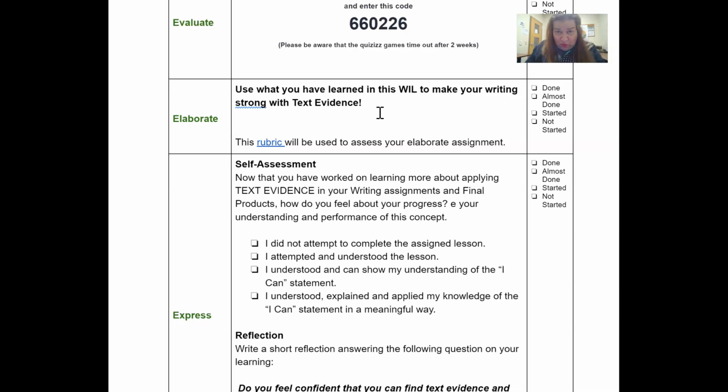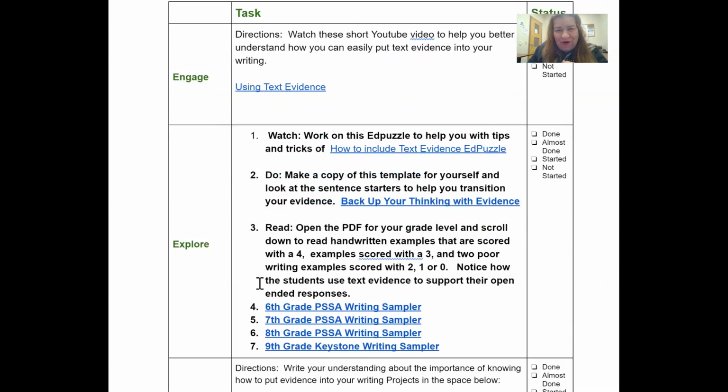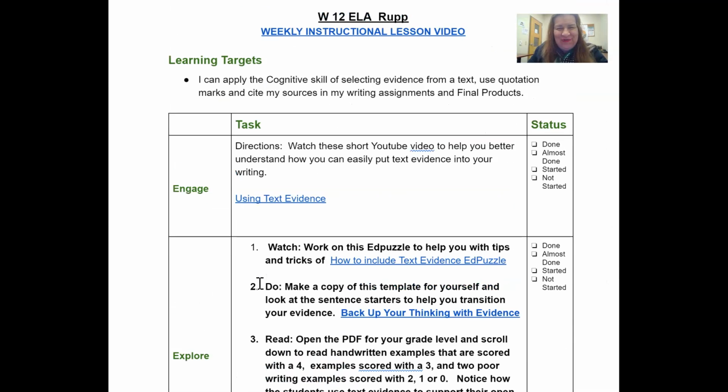It's called grit, guys. Grit. You need to grit your teeth and just do it again, and you can get a better score. All right, and the last thing I want you to do is write a reflection. Do you feel confident now that you can find text evidence and use it to support your writing? Why? Why not? Make sure you fill these in and then submit it for your will for the week.